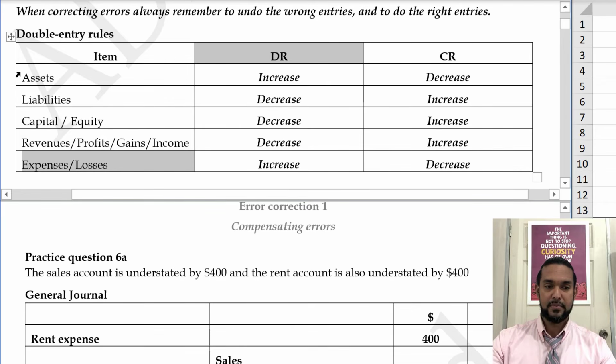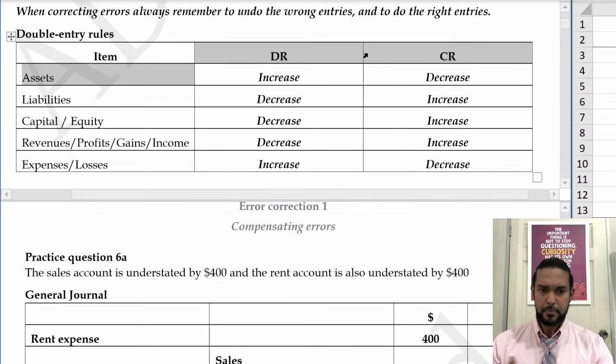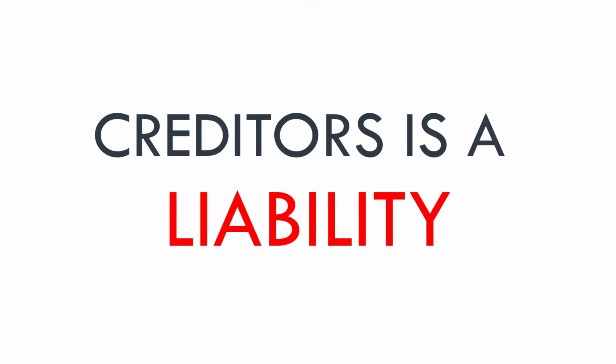So assets have debit balances. If it's too high, we have to decrease the debit balance. To decrease the debit balance on an account, we have to credit the account. So we're going to be crediting debtors. Now, creditors is a liability. It has a credit balance.